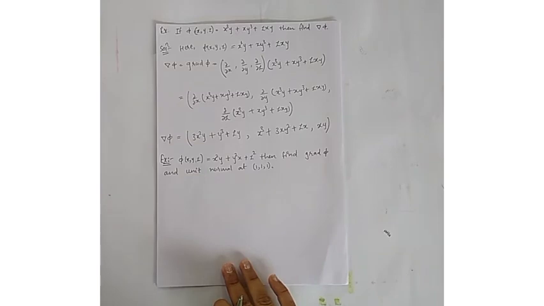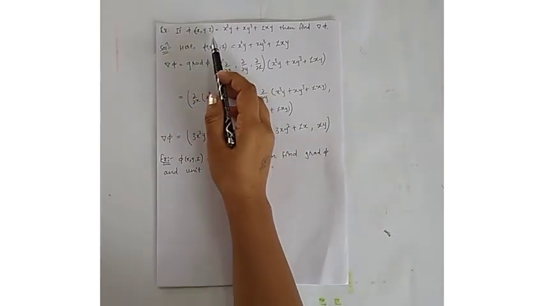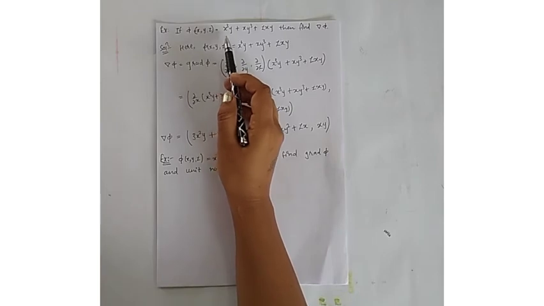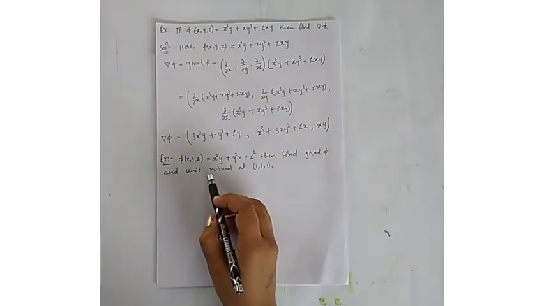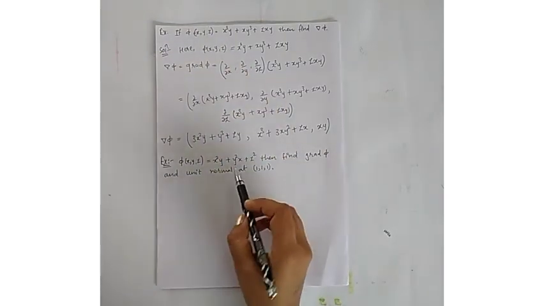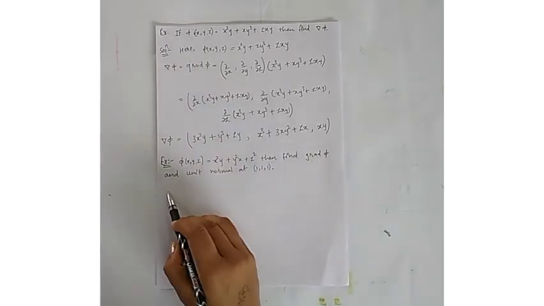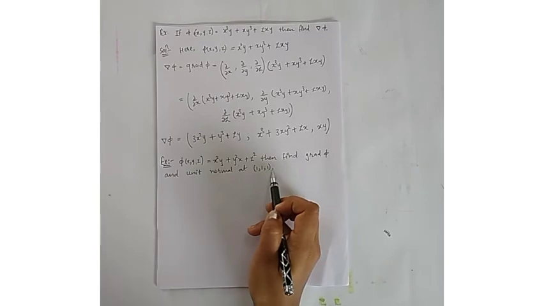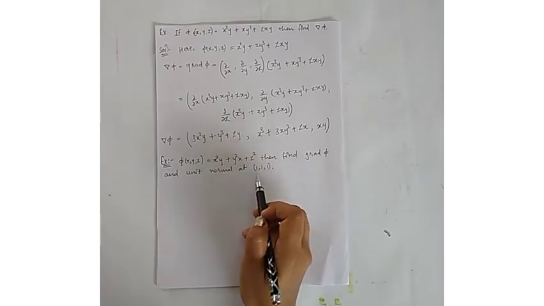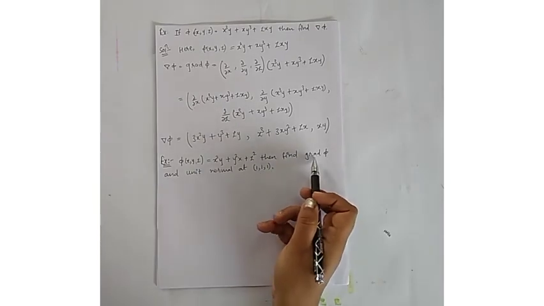Next example is phi of x, y, z is equal to x square y plus y square x plus z square. Then find gradient of phi and unit normal at (1, 1, 1). So first we are going to find gradient of phi.